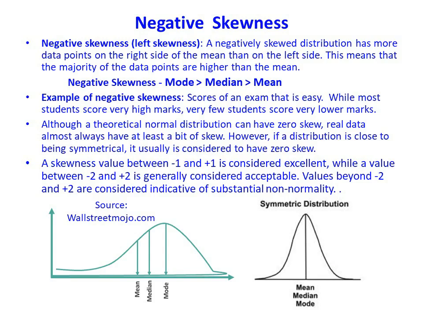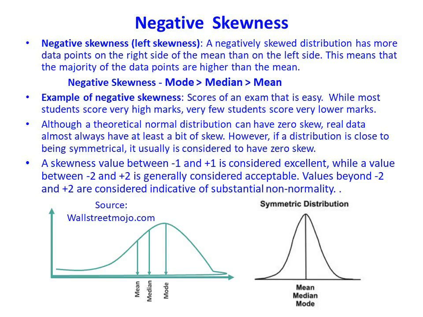In a negatively skewed distribution, the mode will be greater than the median, and the median greater than the mean. Example of negative skewness: scores of an exam that is easy. While most students score very high marks, very few students score very low marks.